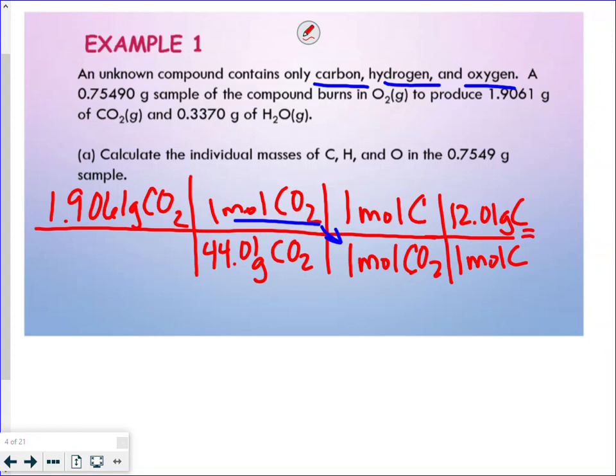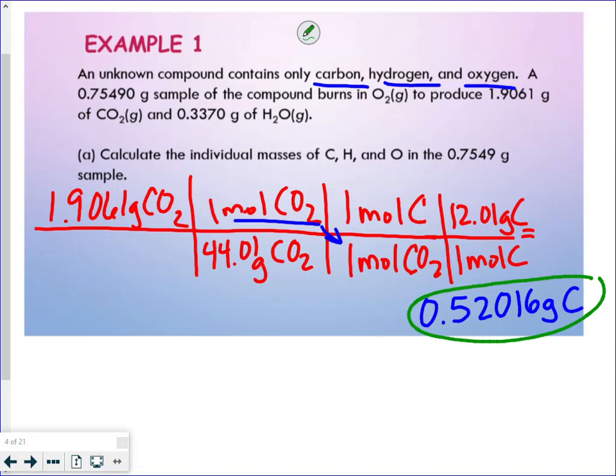When we calculate that, what do we get? What is our gram amount for carbon? We have 0.52, and since we have 5 digits over here in our original number, we have to keep that many, so what do we get? 0.016 grams carbon. Very good. All right, so we've done that one.